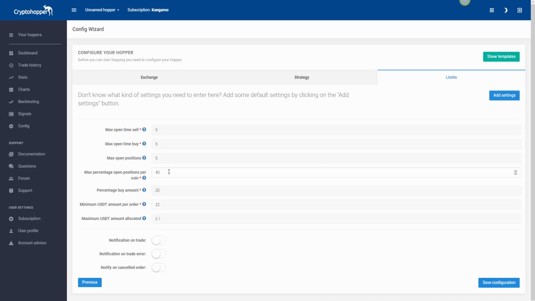Okay, 40% of 5 are 2. So I may have 2 positions for the same coin, not more. And finally, I can enable my notifications. I suggest you to enable all notifications when you start. After some time, when you see that CryptoHopper is working the way you would like to, you may disable the last two, okay? Because nobody wants to be bothered with errors or cancels because they happen all the time. Anyway, I suggest you to enable all of them. And then I will save my configuration here.